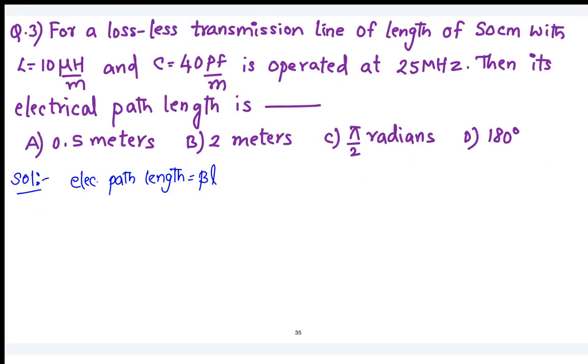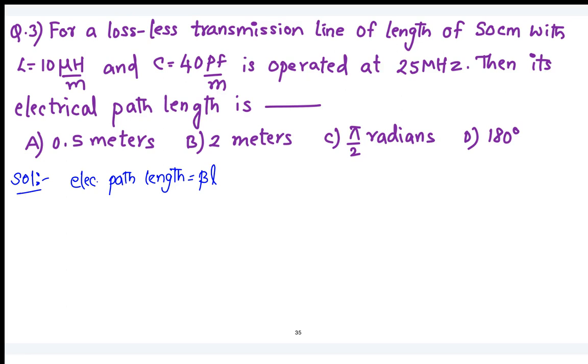You can turn on the microphone, there is no problem, so that others also can understand. Just think how to find out the value of beta with the given specifications.